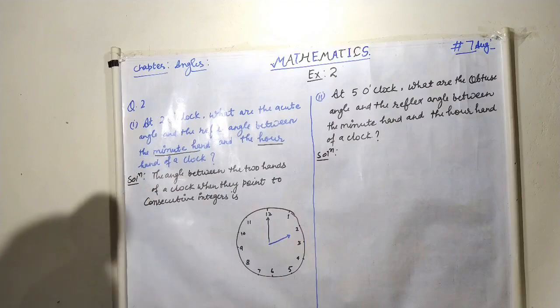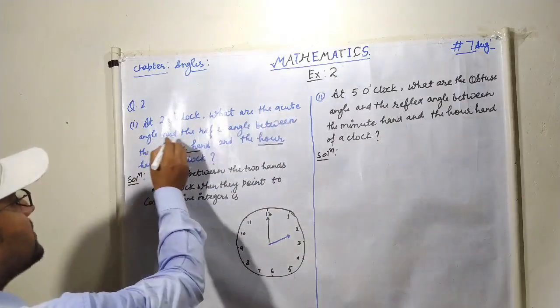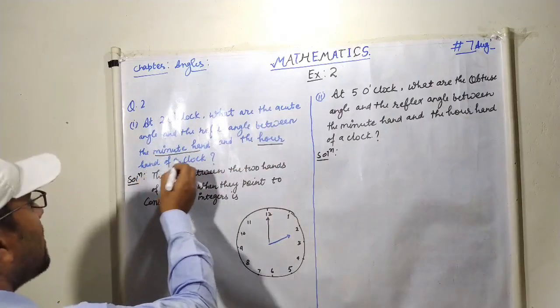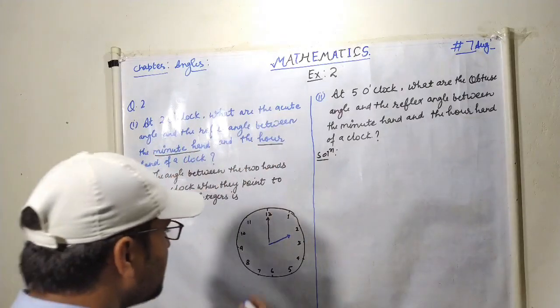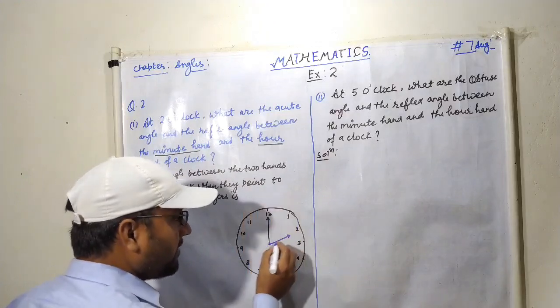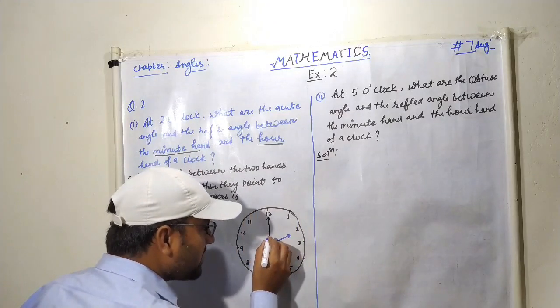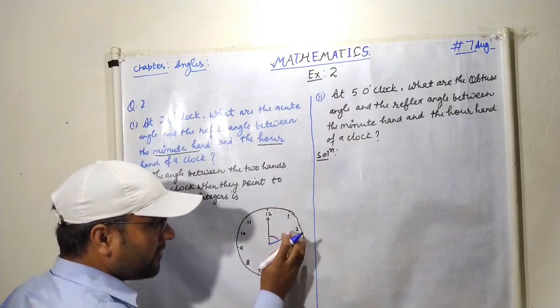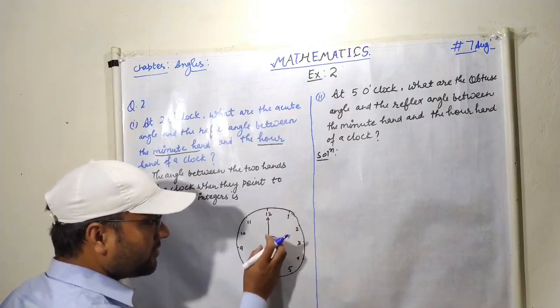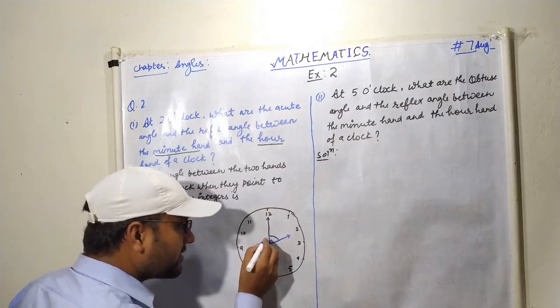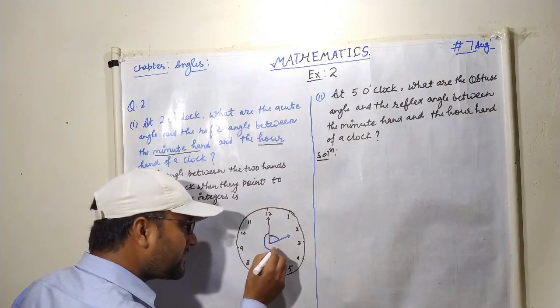Okay, so at 2 o'clock, what are the acute angle and the reflex angle between the minute hand and the hour hand of a clock? So this is a point. What about this angle? What about the angle at 2 o'clock? The acute angle, reflex angle, whatever. This is the acute angle and this one is the reflex angle.